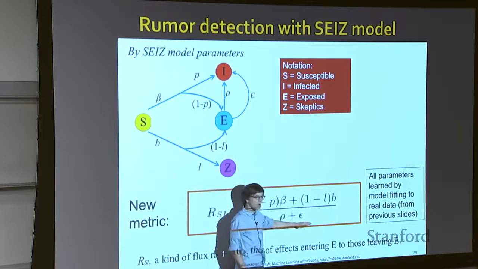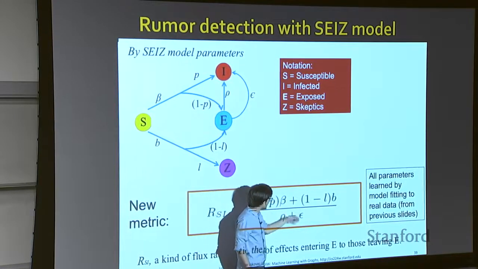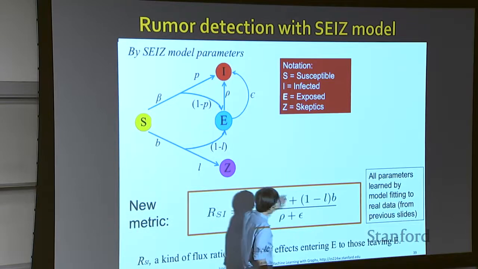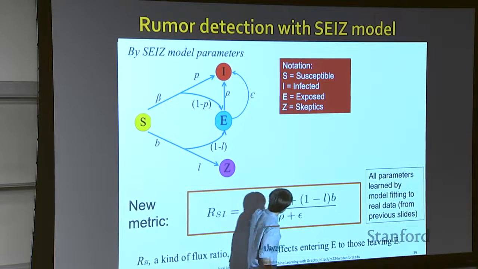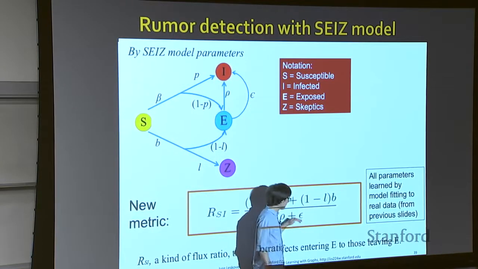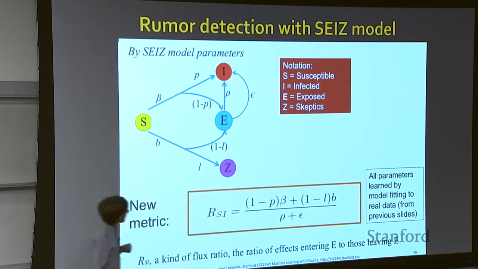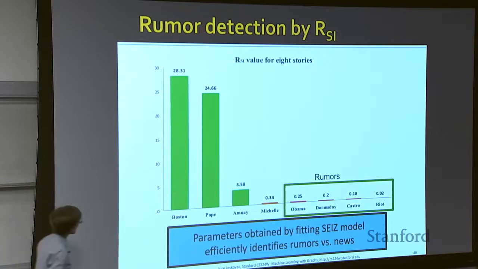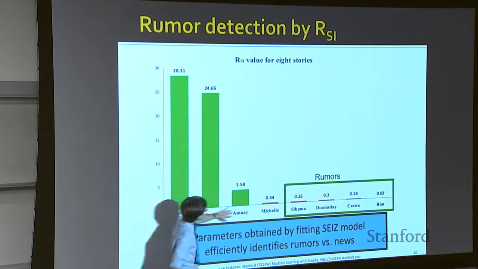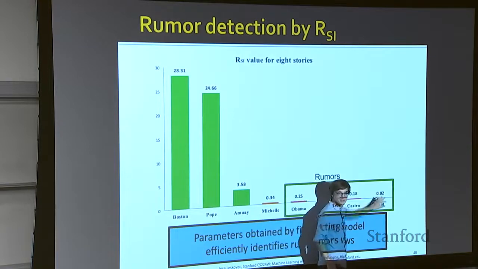And then this is the outflux of people, so people leaving E to go to infected, right? And they are interested in this ratio. In some sense, this ratio compares the speed at which people get exposed with the speed at which people get out of the exposed state to become infected. And what is interesting, if you plot their data, is that for real events, this ratio is much higher than for fakes, right?